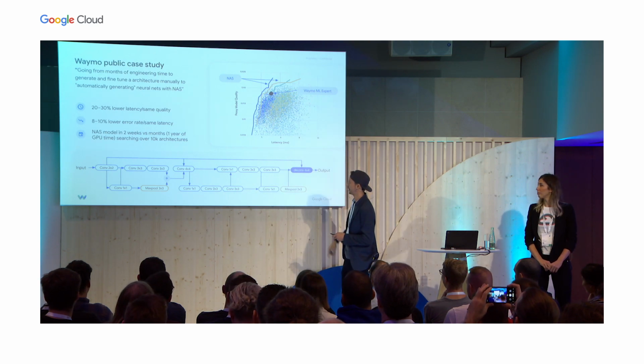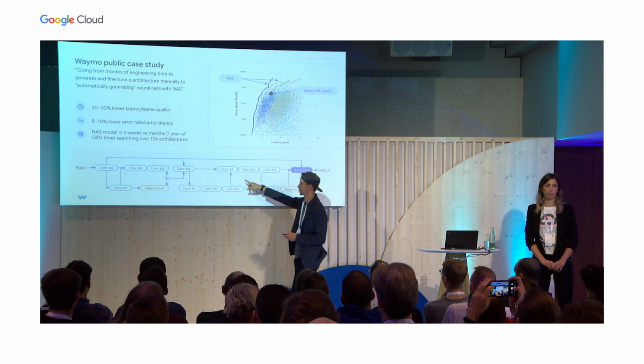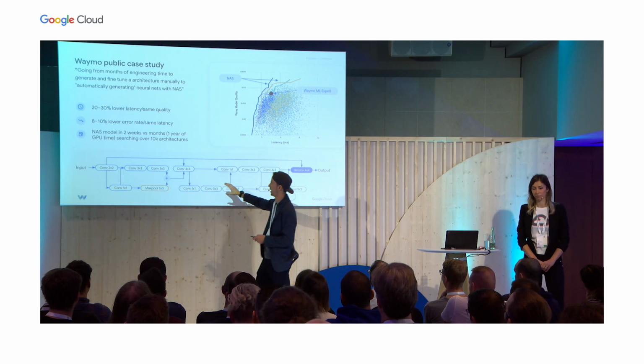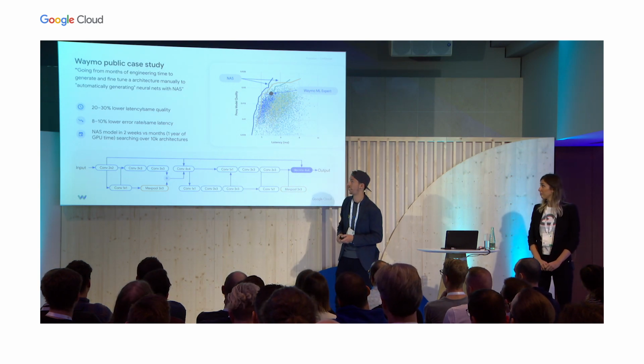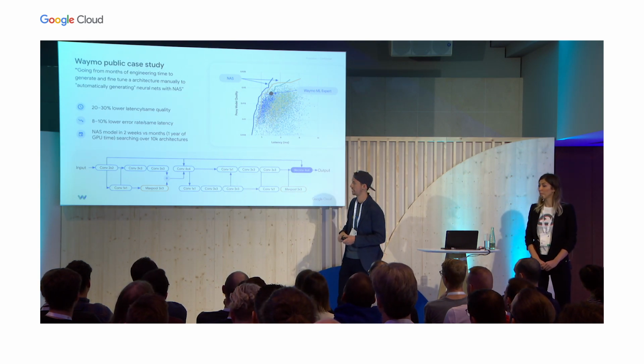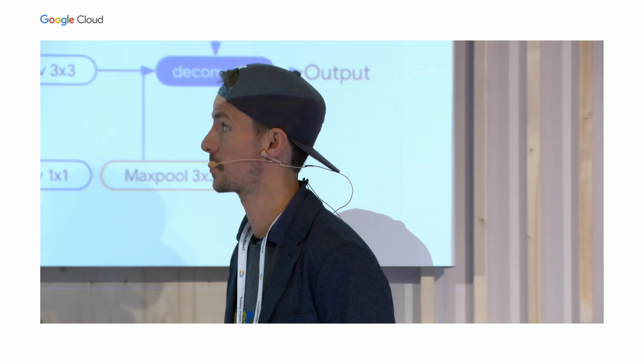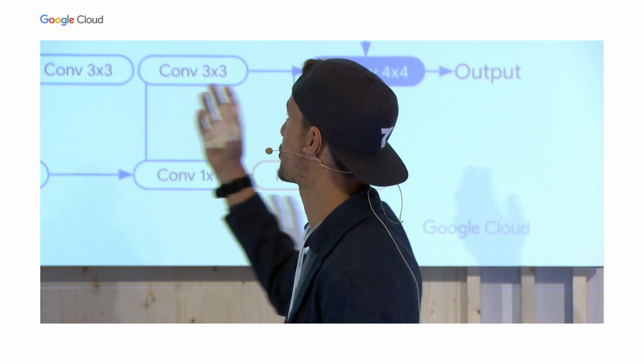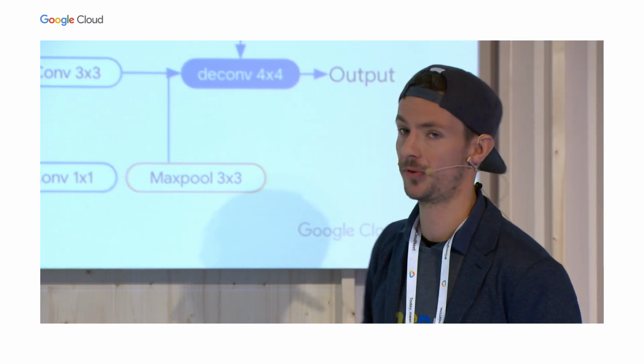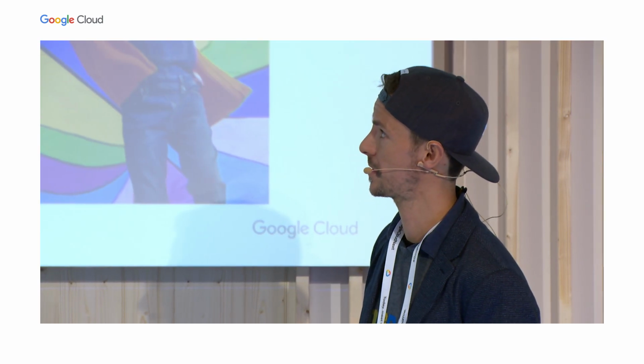This seems like a fairly simple model, but you can also see the skip connections that we use in the different layer types. So we reached 20 to 30% lower latency with the NAS network and 8 to 10% lower error rates. And this is revolutionary. So this is our beautiful case from the automotive industry that Waymo uses.